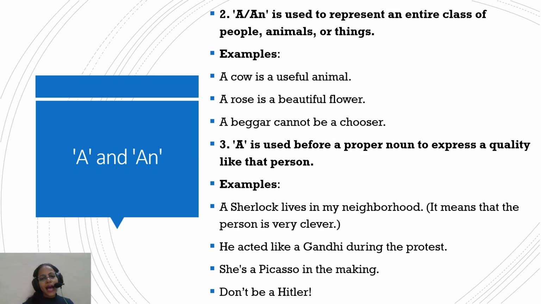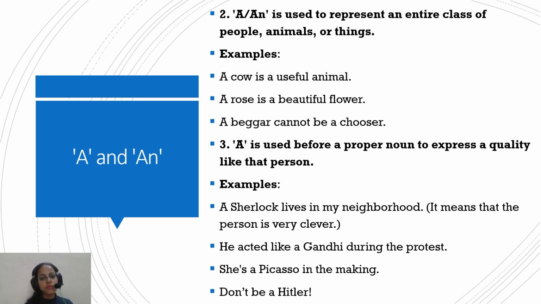Now, a and an are used to represent an entire class of people, animals, or things. So, a cow is a useful animal. Here we are not referring to any specific cow. So, a class of animal, like a species of animal, a cow. A cow is a useful animal. We are not referring to any specific cow, but the whole species of cow.